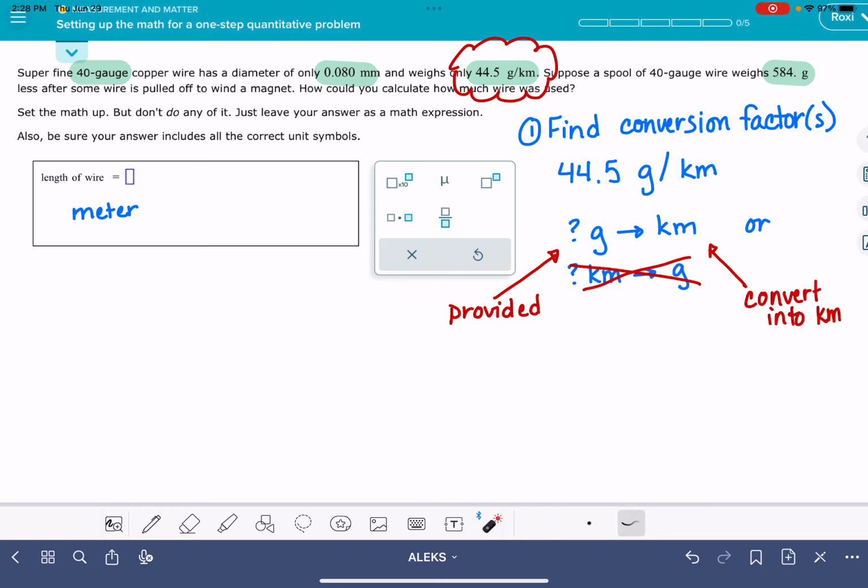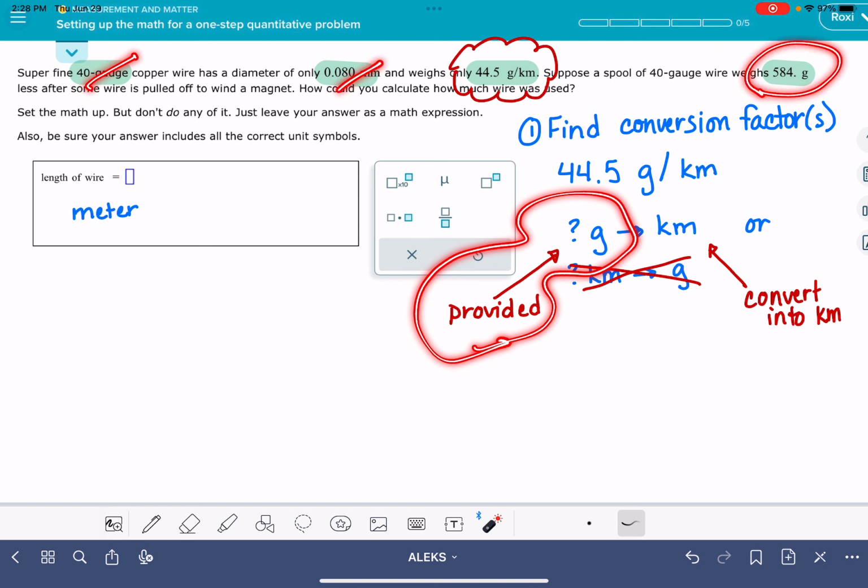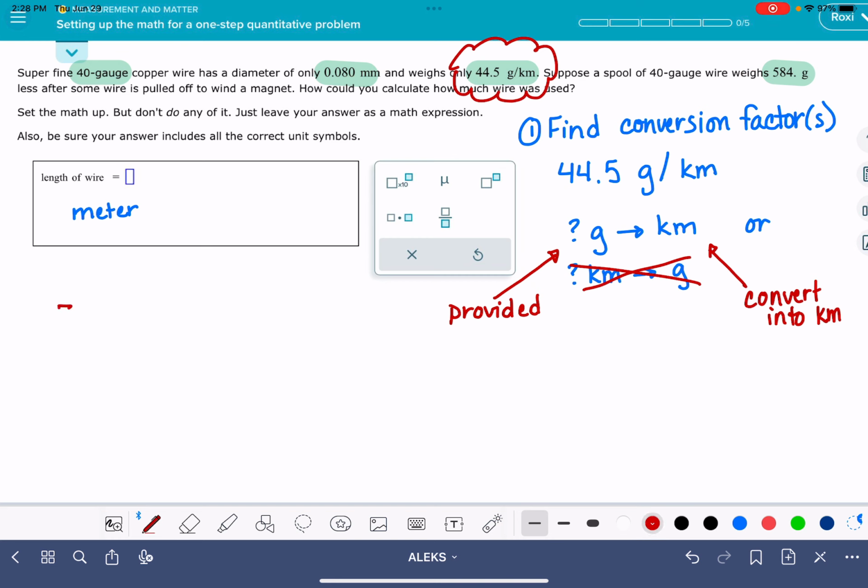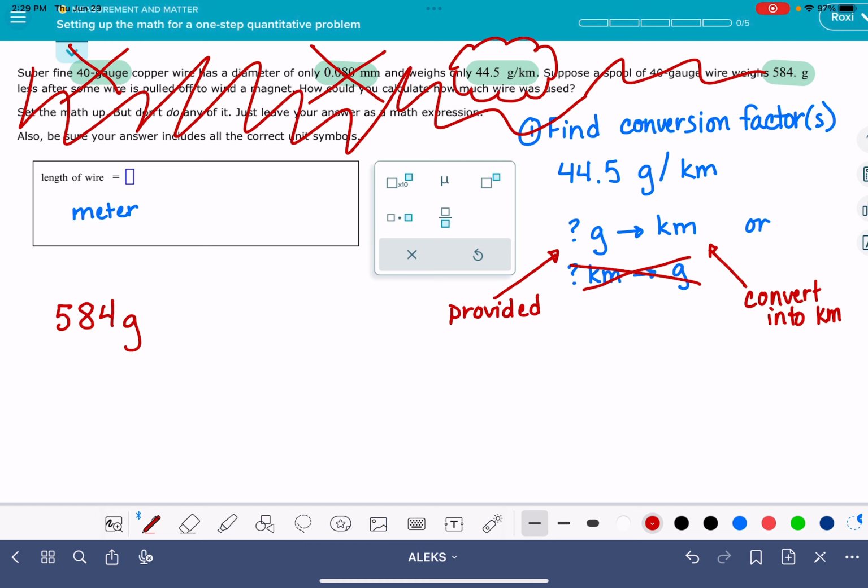Now I'm going to go back to the problem, to these numbers that I have highlighted that I haven't used yet, and figure out which one of them is grams. No, no, yes. So this here is the number that I need to use, 584 grams. 40 gauge is unnecessary information, just there to confuse me, and 0.08 millimeters also just there to confuse me. And I don't even need to read the story in this problem if I don't want to, because I know what I need to do.